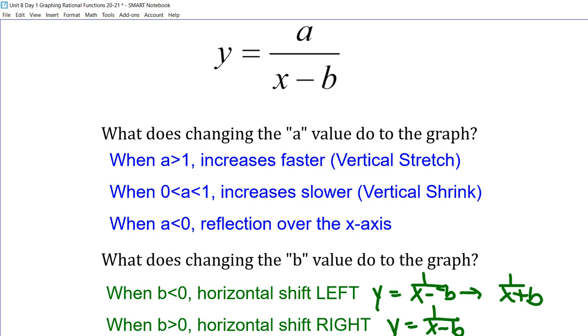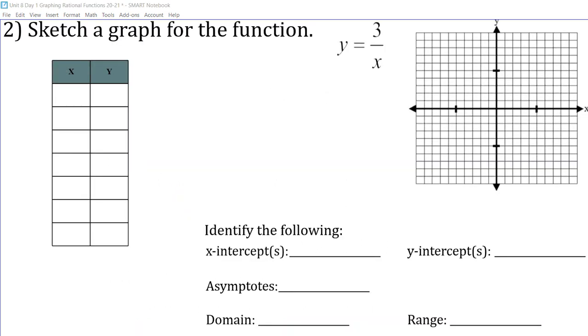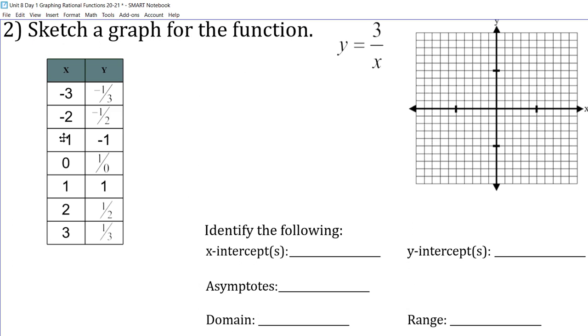So let's take a look at an example. Here we have our function y equals 3 over x. So what I'm going to do to start is I'm going to fill in my parent function table. So remember, we went from -3 to 3 counting by ones, and we just substitute them into that pattern 1 over x, and we had the outputs. So here is our parent function table for y equals 1 over x.